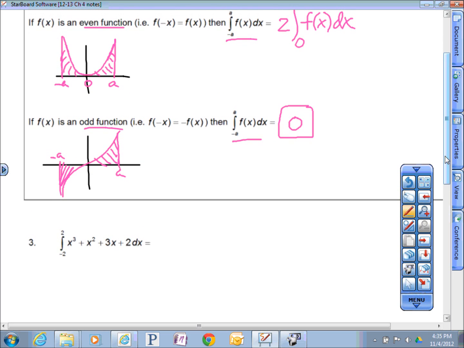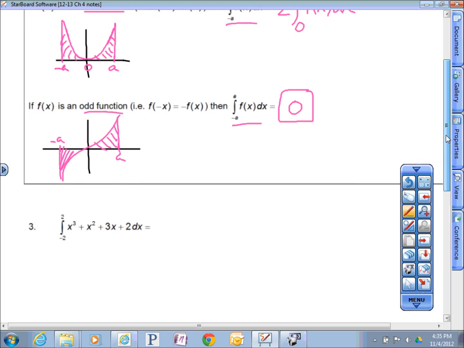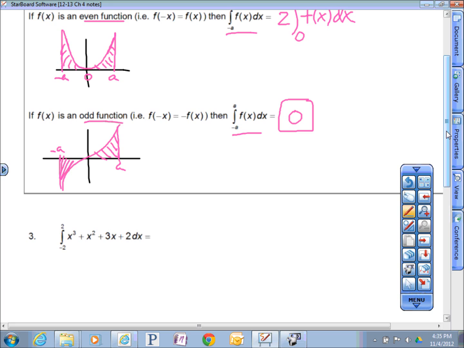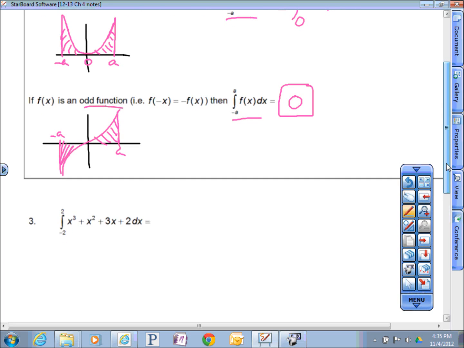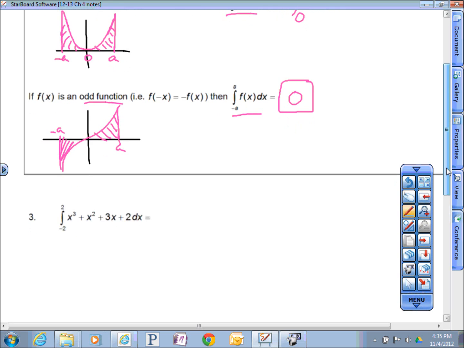Problem number 3, notice your bounds. We're going from negative 2 to 2. Same, only they're off by a sign. Well, is this an even function or an odd function? Well, x cubed would be an odd degree, but I don't know that that's an odd function. I guess I'd have to test it, maybe graph it. Here's what we're going to do. We're going to make 4 functions out of it. We're going to split this polynomial into 4 functions.